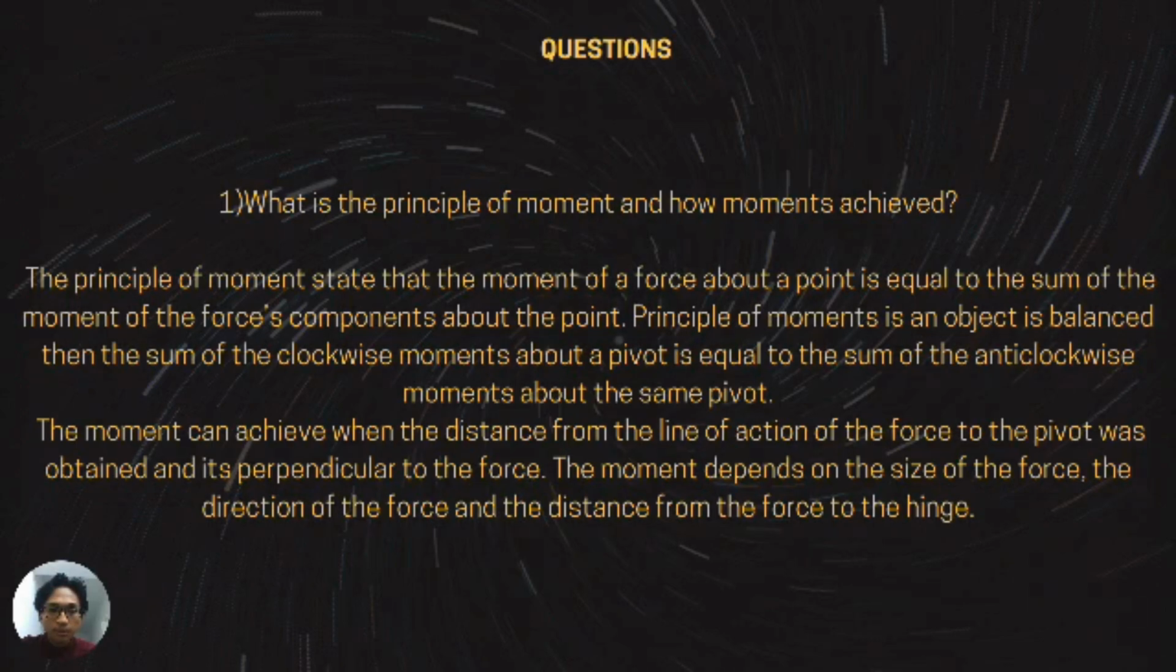The moment can be achieved when the distance from the line of action of the force to the pivot is obtained, and it is perpendicular to the force. The moment depends on the size of the force, the direction of the force, and the distance from the force to the hinge.